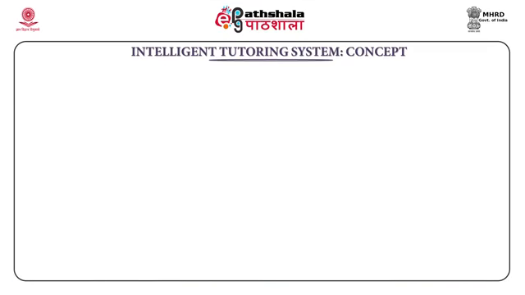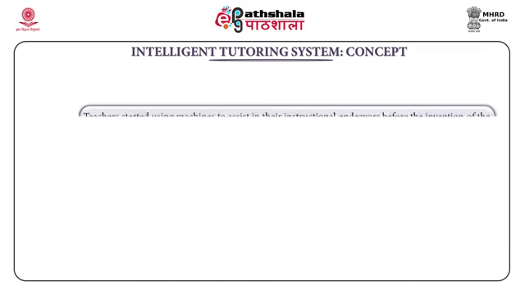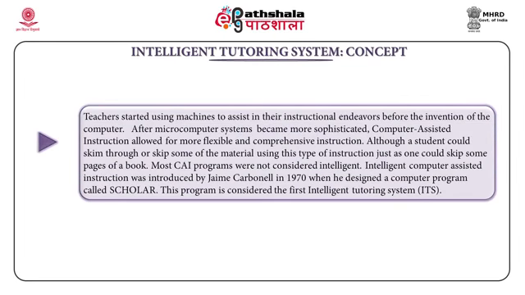Now let us understand the concept of intelligent tutoring system. Teachers started using machines to assist in their instructional endeavor before the invention of the computer. After microcomputer systems became more sophisticated, computer assisted instruction allowed for more flexible and comprehensive instruction. Although a student could skim through or skip some of the material using this type of instruction, just as one could skip some pages of a book, most CAI programs were not considered intelligent. So intelligent computer assisted instruction was introduced by J.M. Carbonell in 1970 when he designed a computer program called Scholar. This program is considered the first intelligent tutoring system, that is ITS.